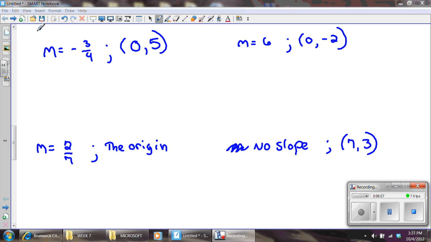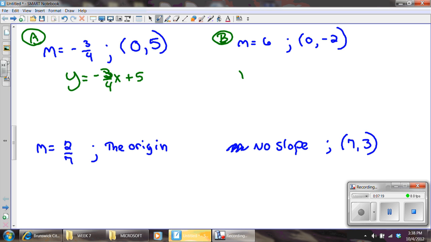All right, I'm going to call this first one problem A. For problem A, I know my slope, and I know my y-intercept is 5. My equation must be y equals -3/4 x plus 5. And there you go. All right, we'll call this one B. M is 6, y-intercept -2. Y equals 6x minus 2.